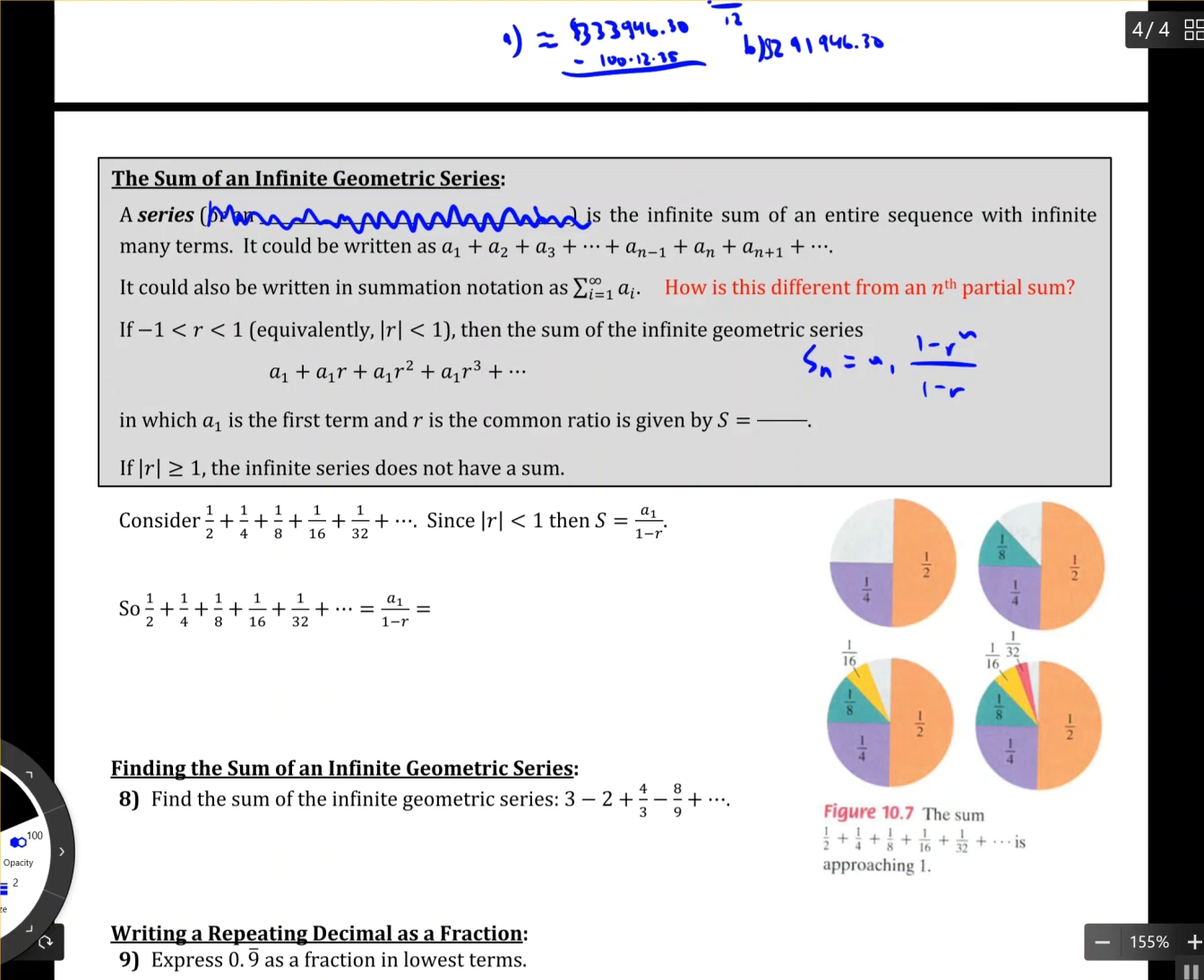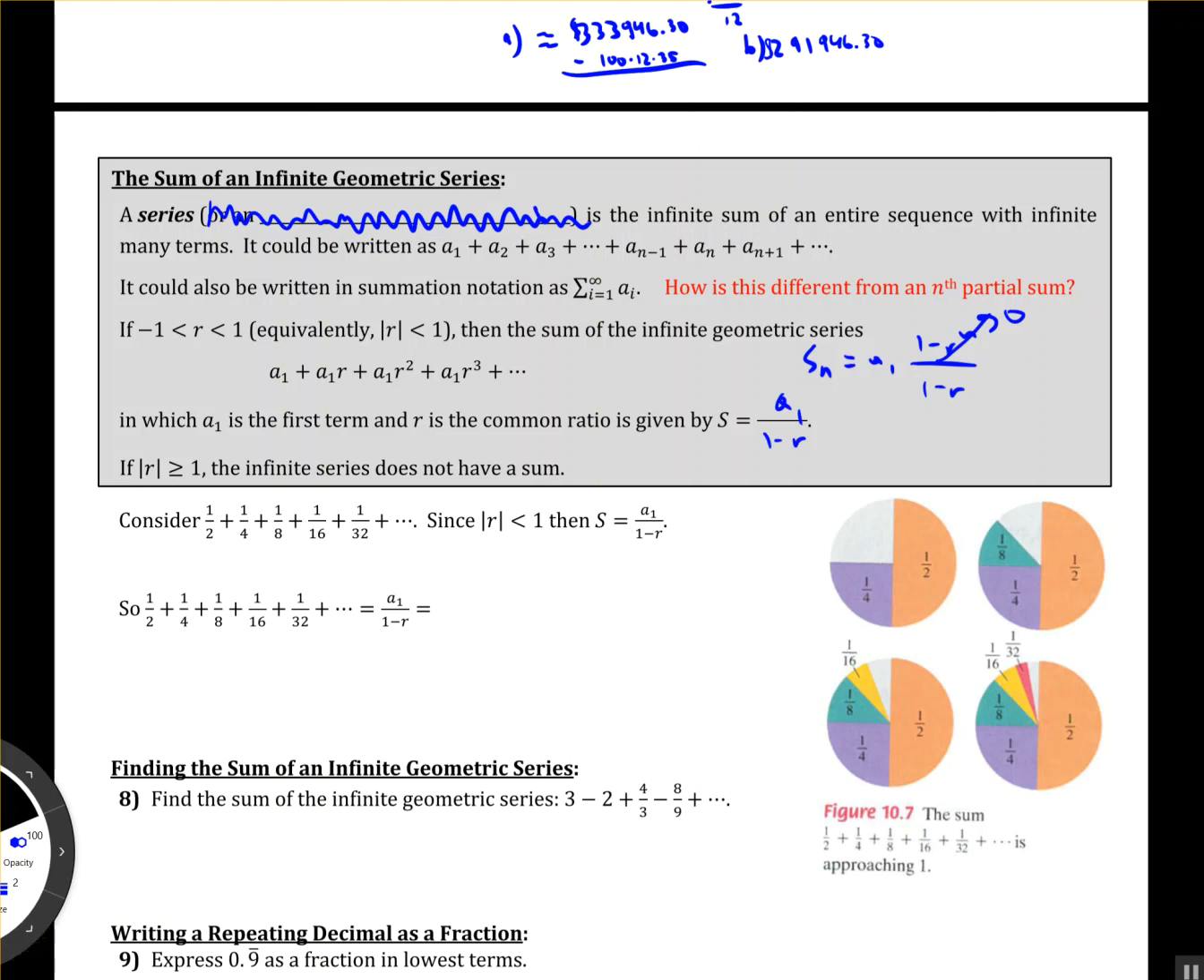Now, if r is between -1 and 1, if I take a number whose absolute value is less than 1 and take a power of that, notice it's always going to get smaller. Like if r equals 0.9, then 0.9 squared is 0.81. Each time I multiply by 0.9, it's going to get smaller and smaller. So what ends up happening is r to the n, as n gets really big, goes to 0. So I end up with just a1 over 1 minus r.